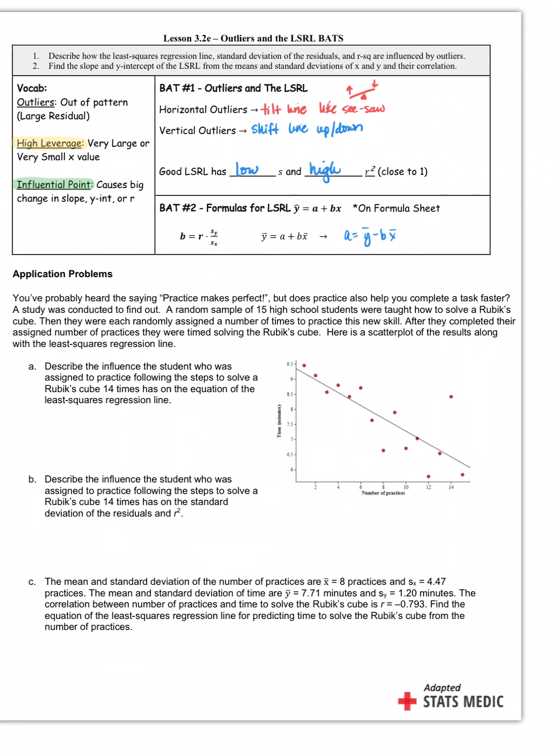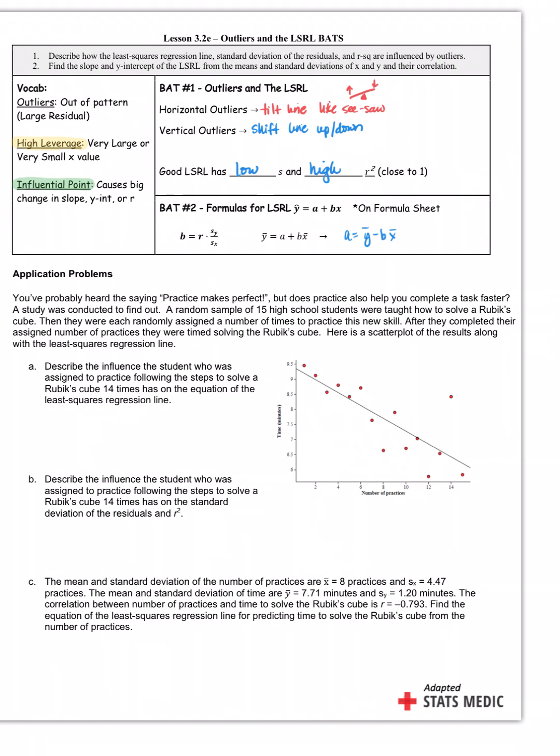Probably heard the saying that practice makes perfect, but does practice also help you complete a task faster? A study was conducted to find out. A random sample of 15 high school students were taught how to solve a Rubik's Cube. They were randomly assigned a number of times to practice the new skill. After they completed their assigned number of practices, they were timed solving the Rubik's Cube. Here's a scatter plot of the results along with the regression line.